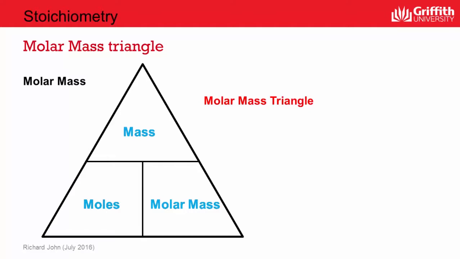The molar mass triangle here is divided into three regions, where we've got the mass at the top of the triangle, we've got the moles at the bottom left, and we've got the molar mass at the bottom right. And the position of each term in the triangle is important.